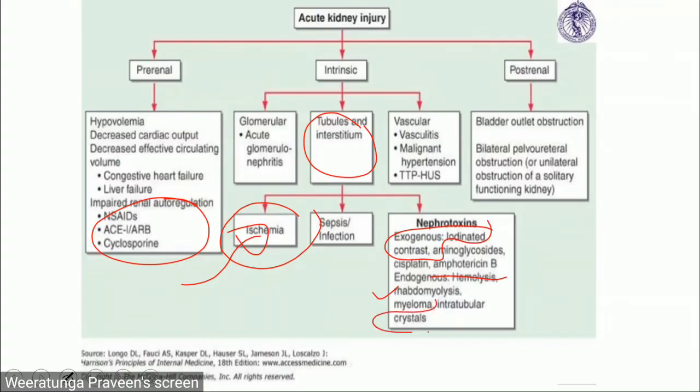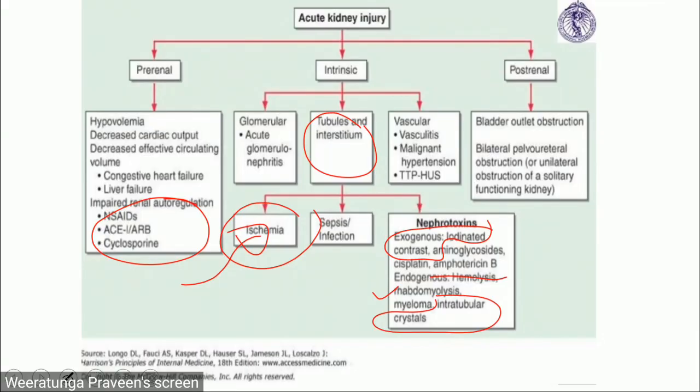Intratubular crystals also can occur with various medications. A classical example and something we like to ask for MCQ is acyclovir, right? The one we treat herpes encephalitis with, herpes simplex encephalitis. Acyclovir causes intratubular crystal formation, right? So these are some of the important drugs.